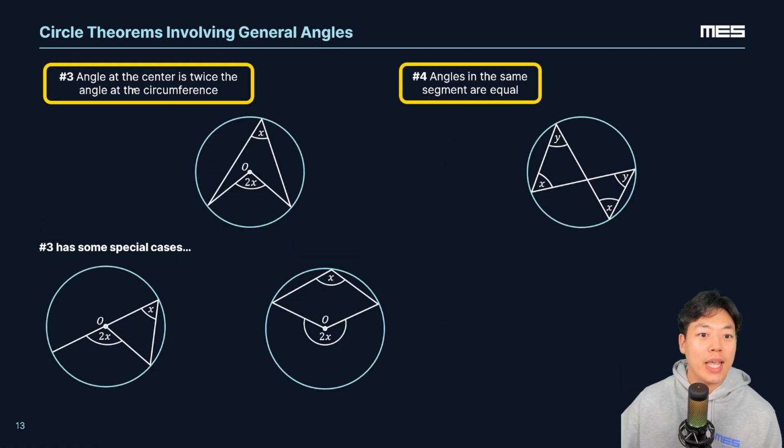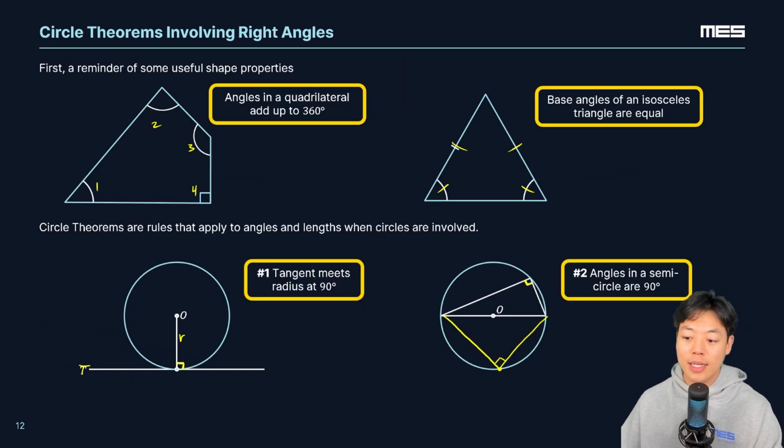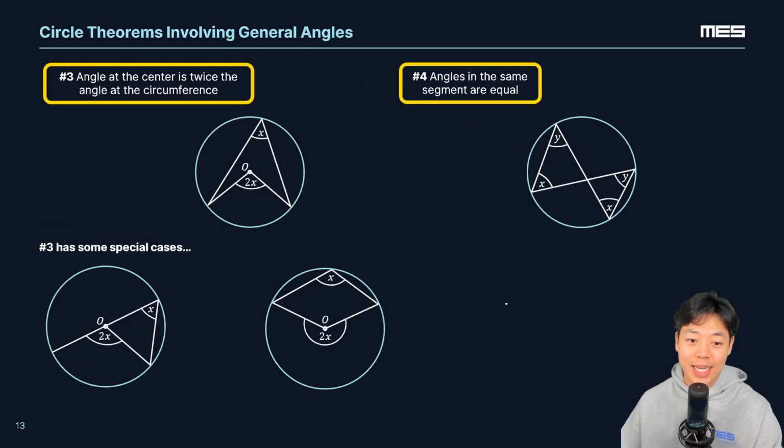Number 3, angle at the center is twice the angle at the circumference. So this kind of goes back to rule number 2. If you think about it, a straight line is equal to 180 degrees. And if we created 2 lines like this, 90 is half of 180, and this works for any inscribed angle. So angle at the center, boom, right here, this angle right here will always be twice the angle at the circumference.